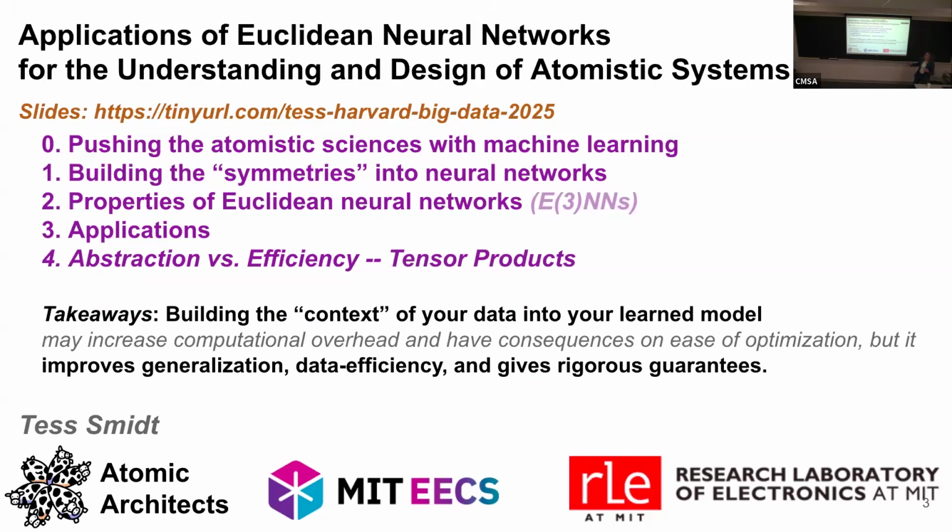The takeaway, I always like to give you the takeaway from the start, is building the context of your data, in this case for atomistic sciences, but equally valid in whatever domain is interesting to you. By building the context of your data into your learned model, there are caveats: often you have to work a little bit harder to get those models to work, as far as learning how to optimize them properly. There might be some computational overhead, but generally you're going to see that this improves the generalization of your models, the data efficiency, and you can get rigorous guarantees.